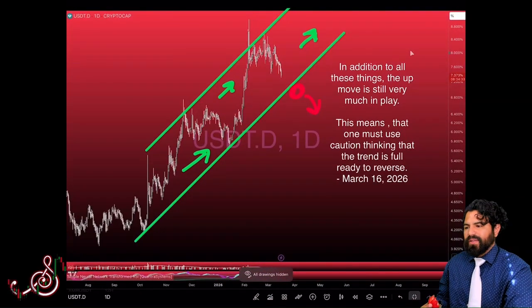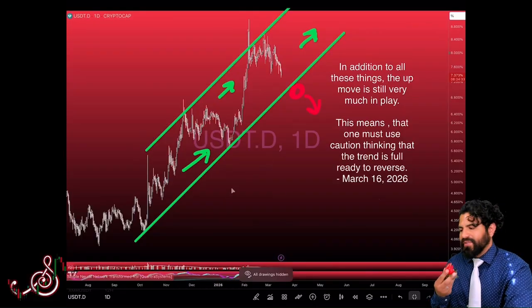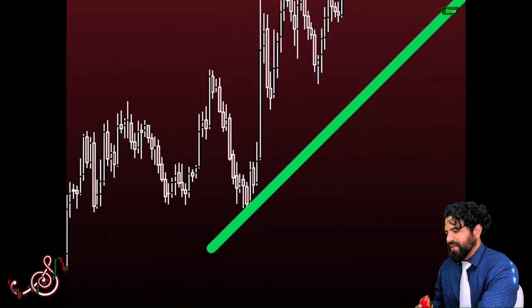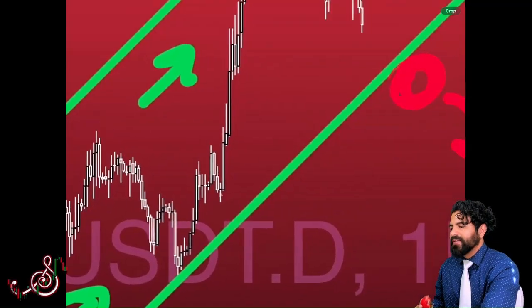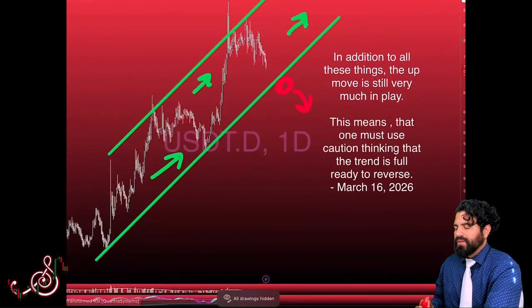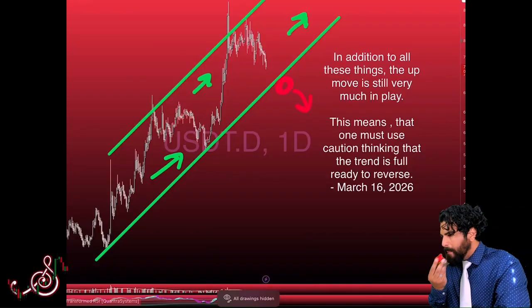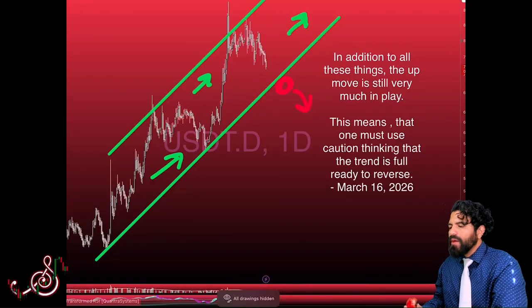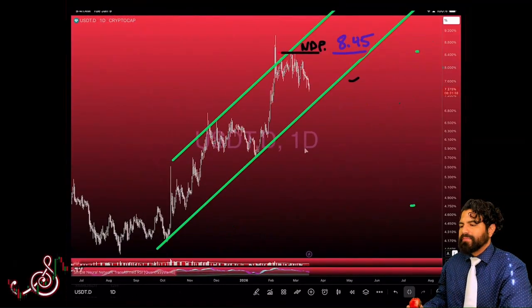The up move is still in play. In addition to all these things, the up move is very much in play. This means that one must use caution, thinking that the trend is fully ready to reverse. You see, the foundational area is still in play from here to here. So that's very much what I'm looking at.